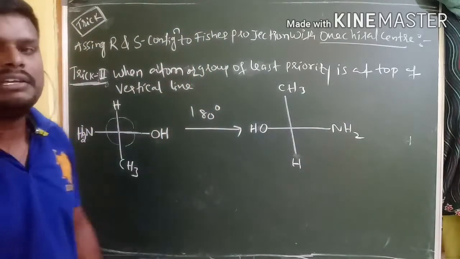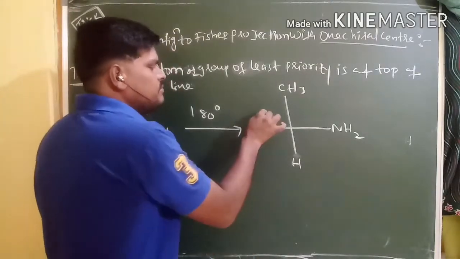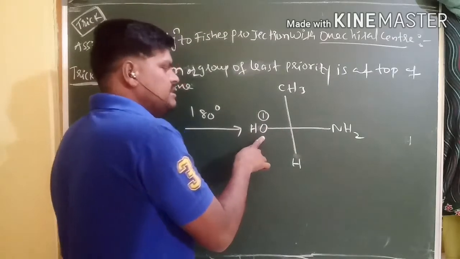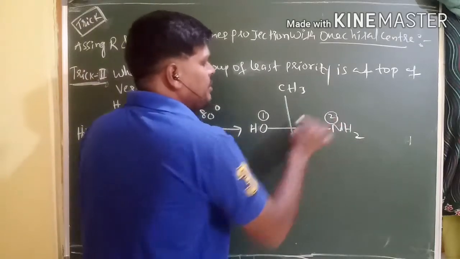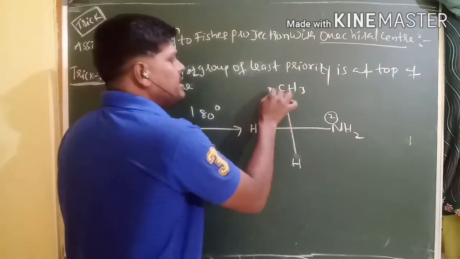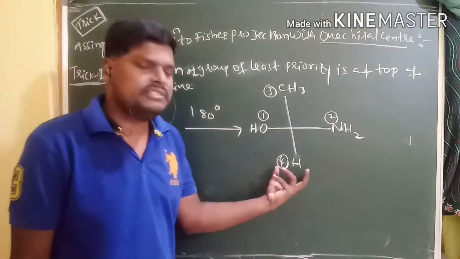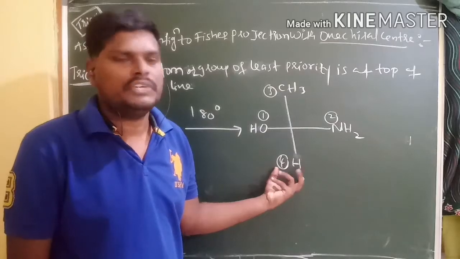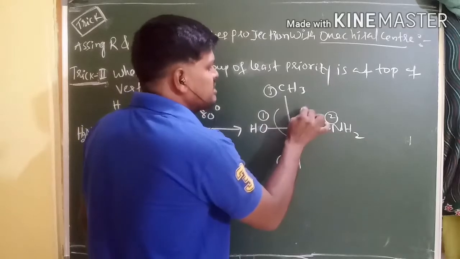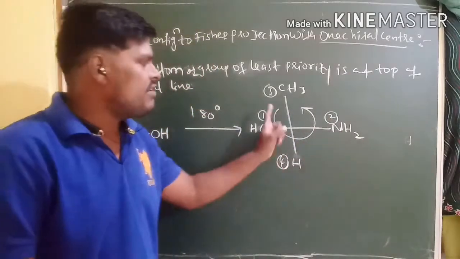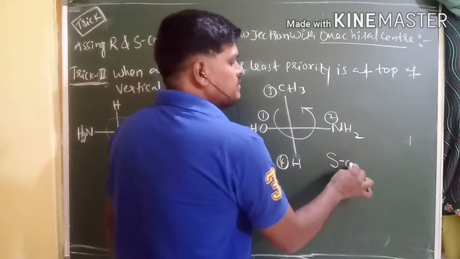Now assign the R and S configuration for this molecule. Right? Here, which is the most priority, sir? This is number 1. Oxygen, atomic number 8. That's why more priority. Yes, the central atom is nitrogen, atomic number 7. Second priority. Carbon, atomic number 6, third priority. And of course, hydrogen is the least priority here. Right? The least priority is always kept constant. Right? And what is the direction in this case? 1, 2, 3. So this is the direction for this molecule. So is it clockwise or anti-clockwise, sir? Anti-clockwise direction. That's why this is S configuration.